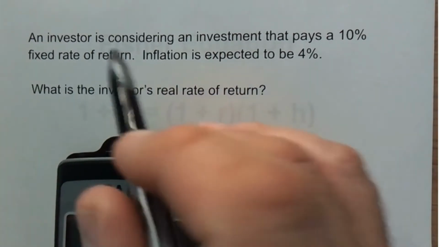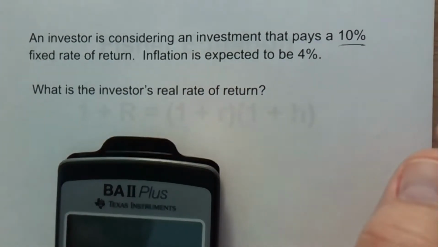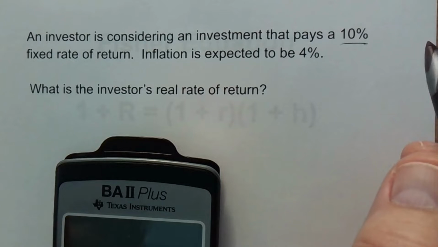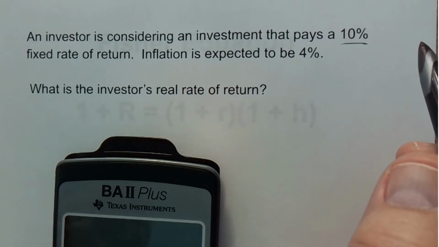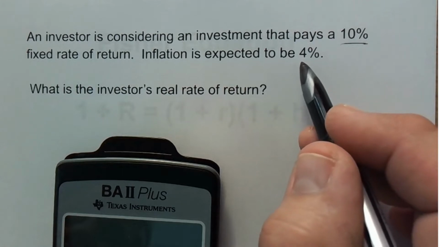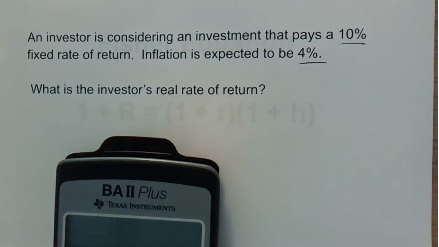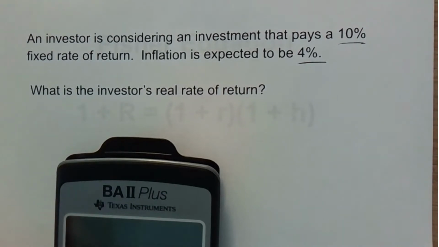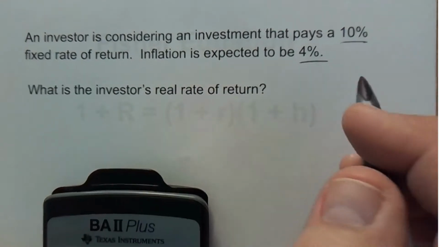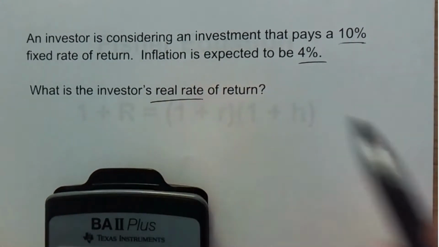So let's look at this example here. An investor is considering an investment that pays 10% interest as a fixed rate of return. Inflation in this example is 4%. I know that inflation may be higher than that right now, but we're going to use this percentage just for our purposes here. What is the investor's real rate of return?